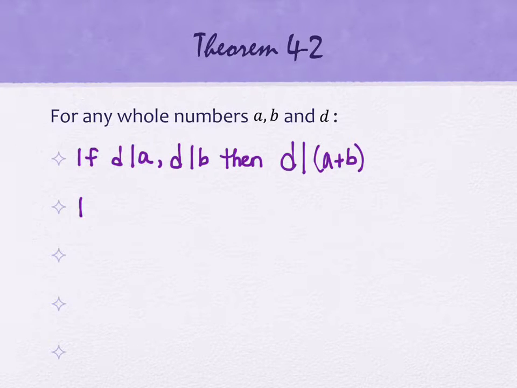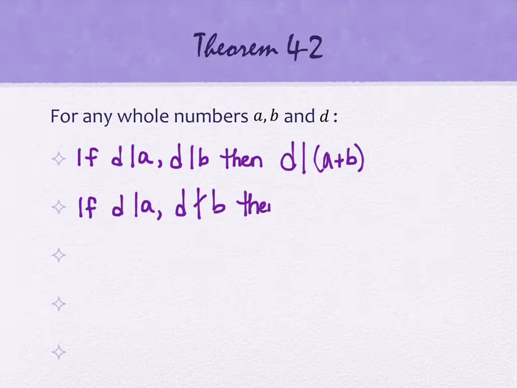Now, what happens then if it divides one piece and not the other? So again, D divides A, but what happens next is we have D does not divide B. So you see this vertical line, and then you see a slash through it, kind of like a not equal sign. So this is a does not divide sign. So if it divides one piece and not the other, then what do you think happens when you try and add them together? Yeah, they will not divide the sum. Will not divide the sum.